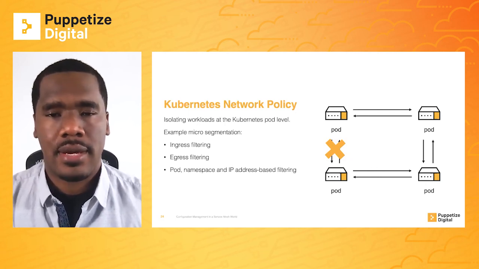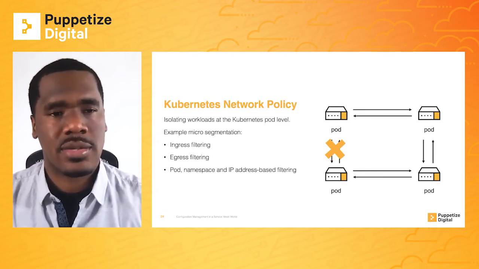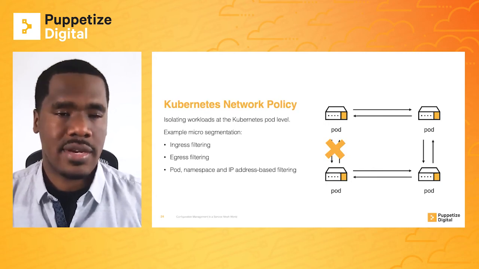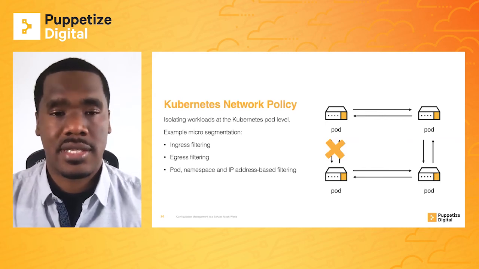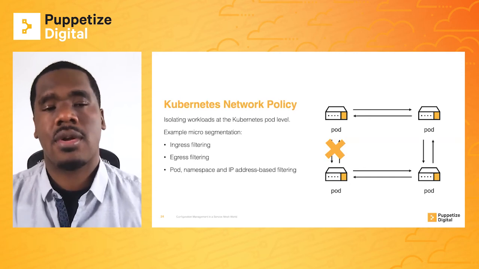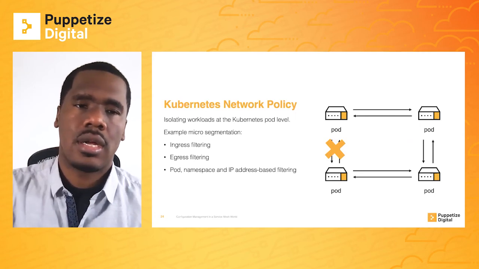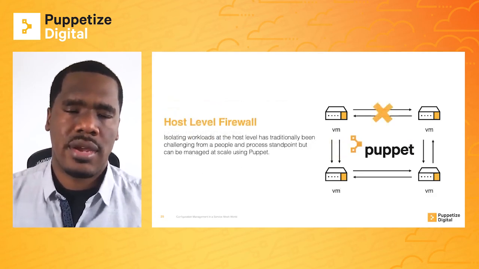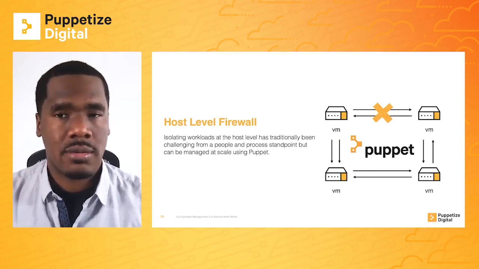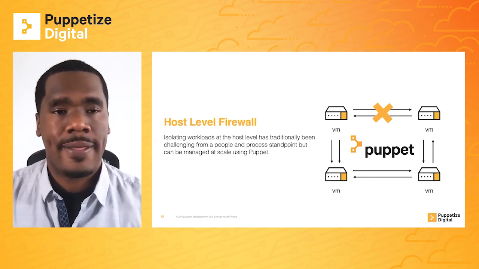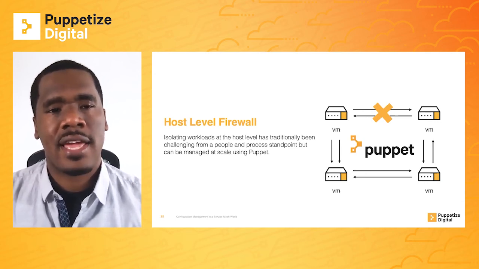From a selector basis, we can leverage particular pods in terms of how we define our rules. We can leverage, as I said, namespace, and then we can also leverage IP address-based filtering, in the case of, let's say, we're talking to an on-prem environment or something that's very static in nature in terms of the IP address. And so there's the construct of network policy in Kubernetes, but if I've extended my service mesh into virtual machines or bare metal, how can I leverage a similar construct to provide that capability?